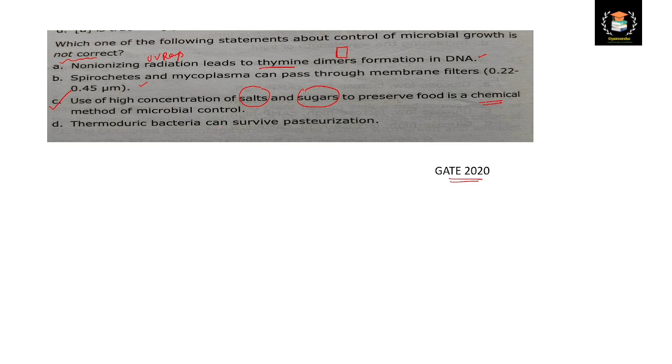And thermoduric bacteria can survive pasteurization. Thermoduric is which can survive high temperature. Thermo means temperature, and duric is which can survive high temperature. So thermoduric bacteria can survive pasteurization. This option is also correct. So the wrong statement is, use of high concentration of salts and sugars to preserve food is a chemical method of microbial control.